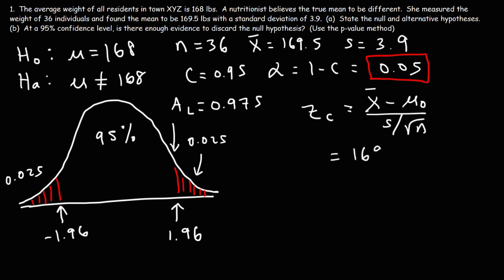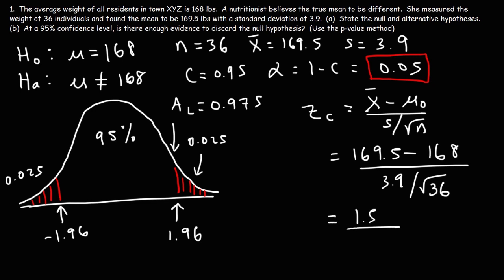So the sample mean is 169.5, mu naught is 168, which is basically this value, and the sample standard deviation is 3.9. The sample size is 36. So 169.5 minus 168, that's 1.5. And 3.9 divided by the square root of 36 is 0.65. So dividing those two numbers, it gives us a calculated z-value of 2.31.